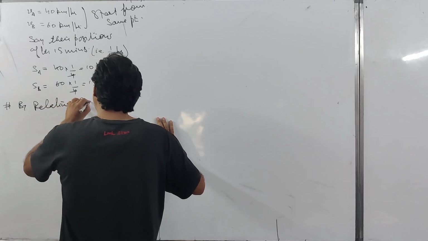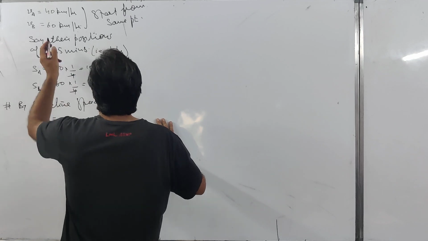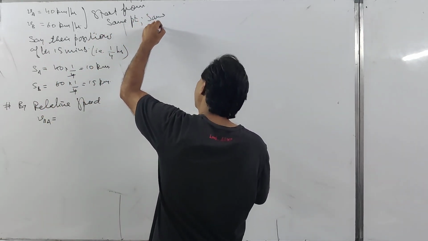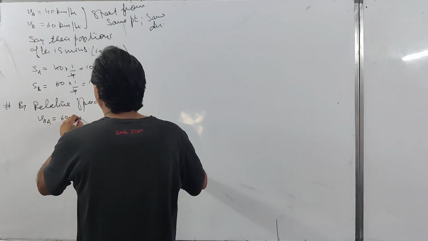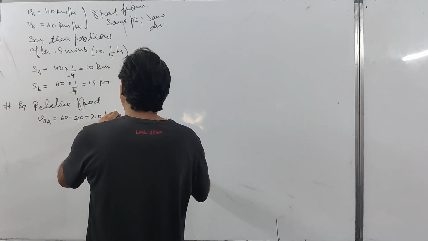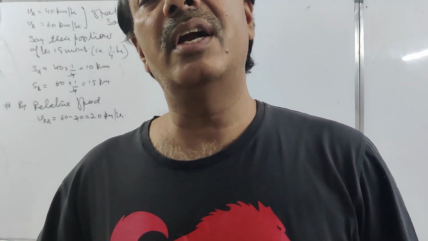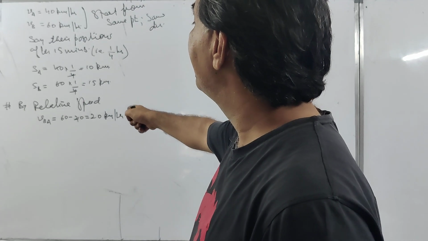Velocity of B with respect to A, how much is it? Starting from the same point, same direction. Given 60 minutes, 40... 20 kilometers per hour. It appears B is moving at the rate of 20 kilometers per hour and A is at rest. 20 kilometers per hour.